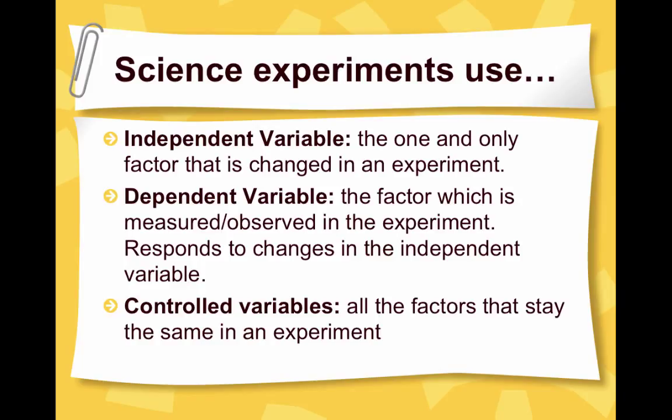The dependent variable is the one that's responding to the independent variable. So depending on what it is that the experimenter is changing, whatever they end up measuring is the dependent variable. So it depends on the independent. Controlled variables are all of those different factors that are going to stay the same throughout your experiment to make sure that it's fair.